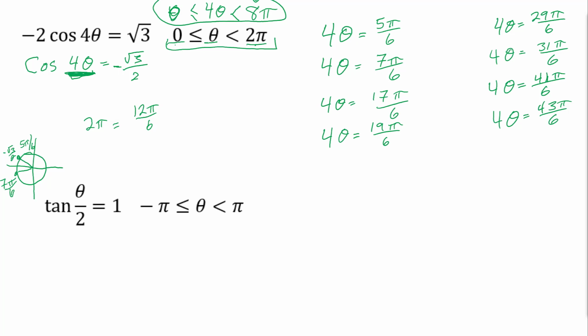Fortunately they're not that hard to solve because all we need to do is divide both sides by 4, and that gives us theta equals 5 pi over 24, theta equals 7 pi over 24, and so on.